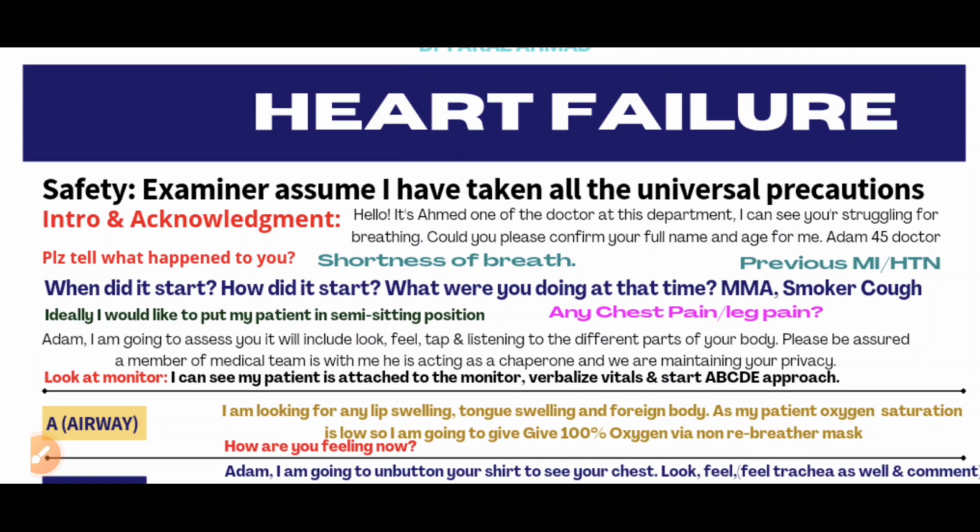After this you can ask, please tell me what happened to you. Can you please tell me what brings you to the hospital today? The patient will tell you shortness of breath, or can say, doctor, I am having difficulty in breathing. I am working in the A&E in the United Kingdom right now. Most of the time, the GP refers this type of patient and gives a letter along with the patient as well. When you read the letter, you can assess all the conditions. But if there is no letter, you can simply ask, what happened to you?